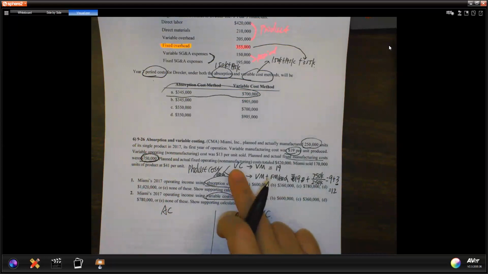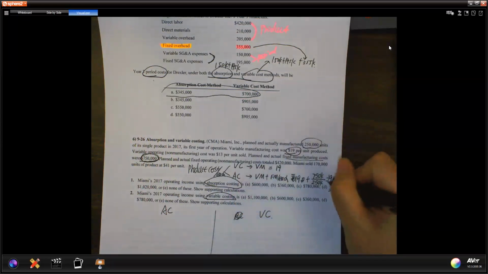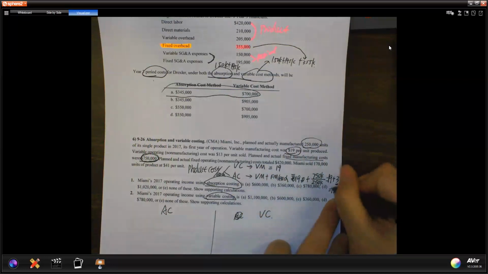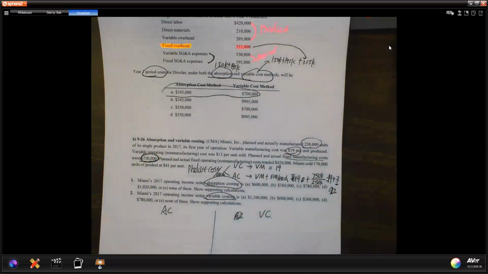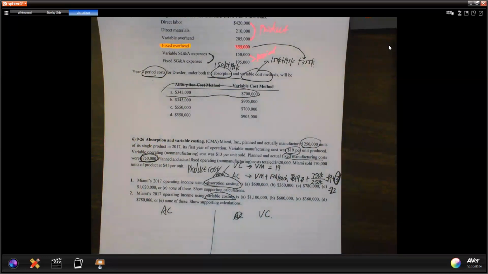each unit is $22 under absorption costing, sorry, it's my mistake, and under variable costing it is $19. So each unit in your inventory on your balance sheet is $3 more under absorption costing than under variable costing.